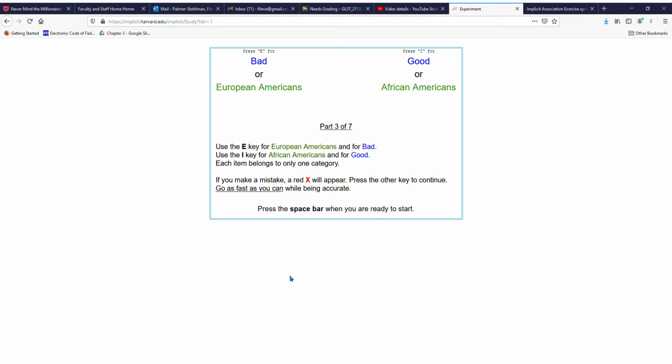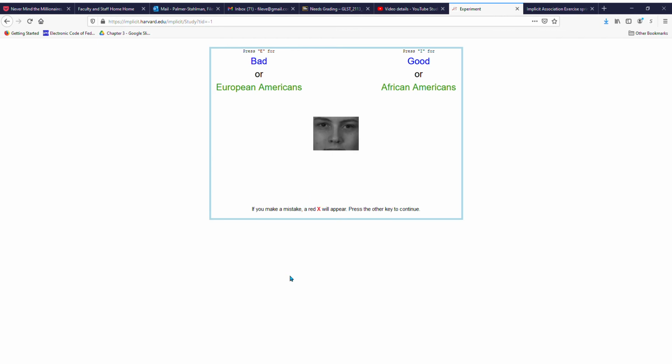Next, they pair the words with the faces. In this case, you're pressing E for bad, mixed with pictures of Euro-American, and I for good, with pictures of African Americans. Let's see. This is where it gets tricky, and a red box might appear, which also helps to frustrate you, or rather get at your implicit association.